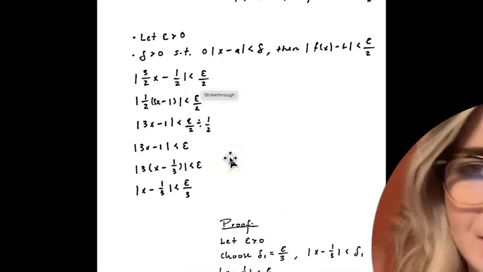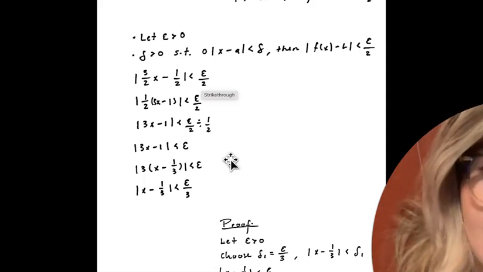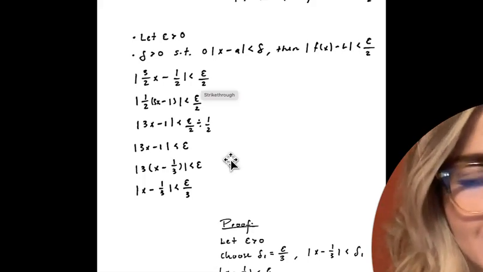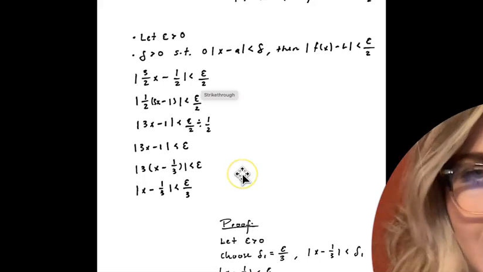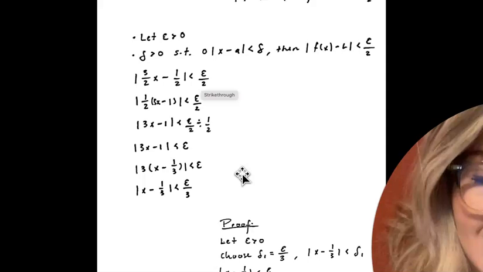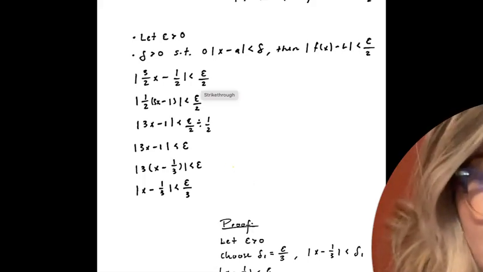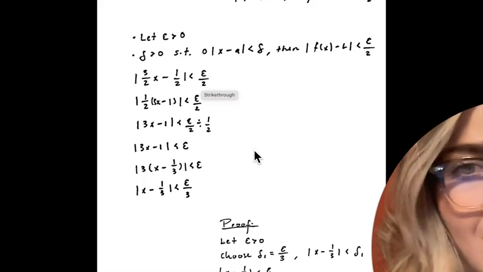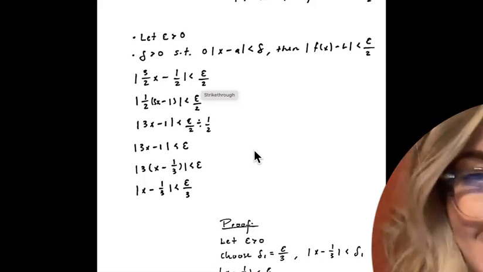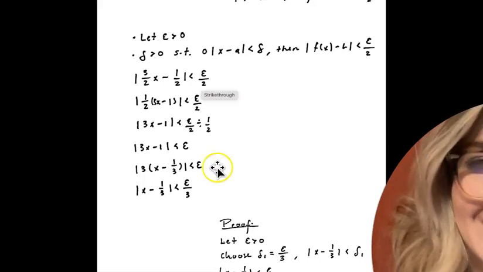So first we're going to assume that we have some epsilon value greater than 0, implying that we have a delta value greater than 0 such that 0 is less than the absolute value of x minus a, which is less than delta. And if that's the case, then we have the absolute value of our function f of x minus the limit of f of x is less than epsilon over 2, which is why I went through all of that previously.